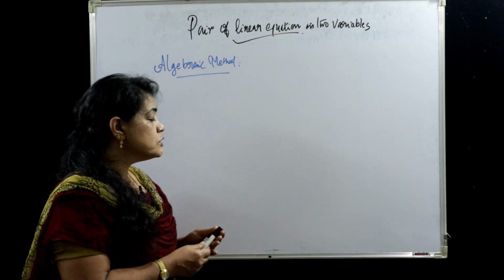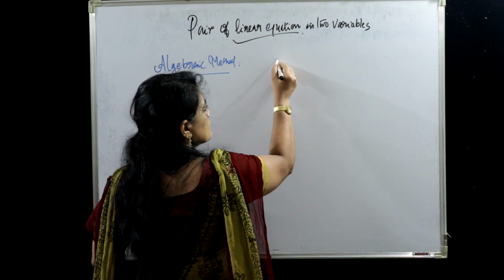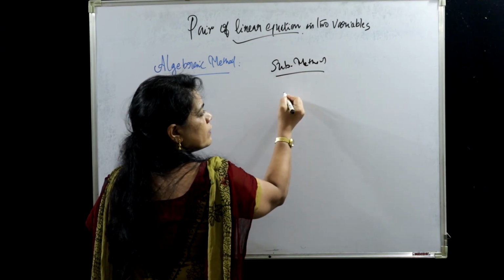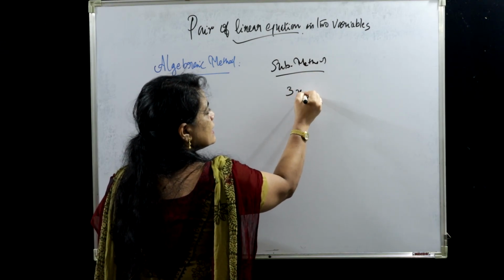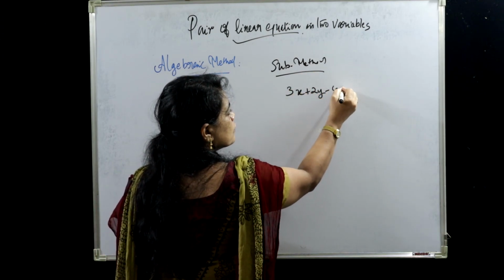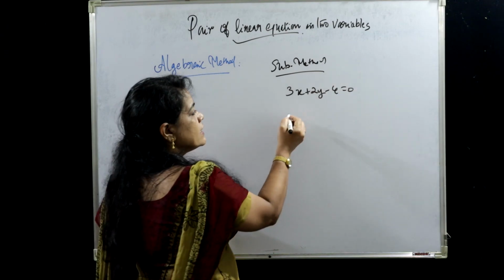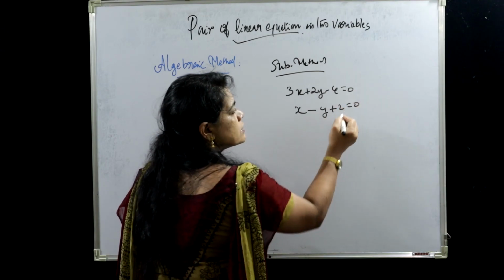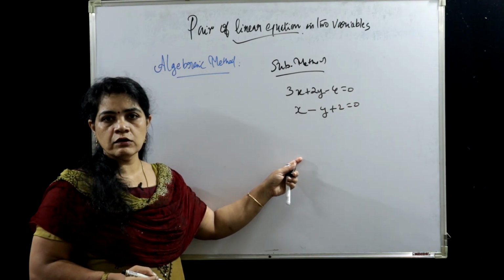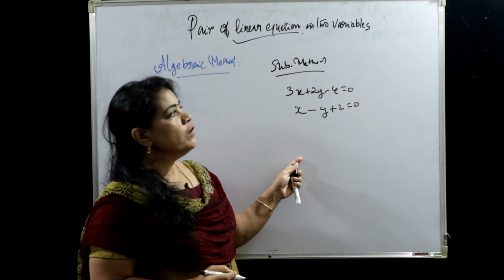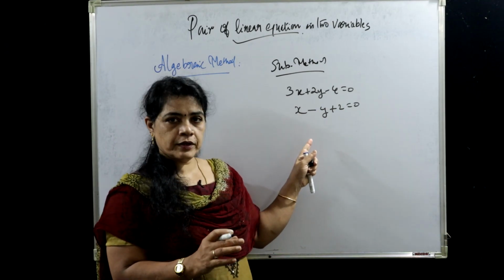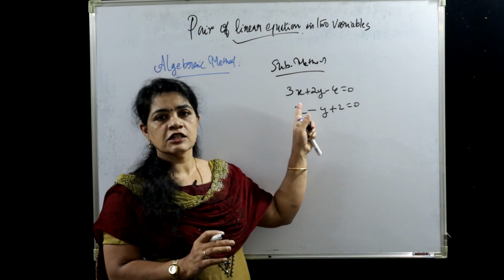Okay, and for the substitution method, what is the substitution method? Suppose you have a pair of linear equations: 3x + 2y - 4 = 0 and x - y + 2 = 0. This is a pair of linear equations in two variables. We have to find its solution by the substitution method, which means you can express one variable with respect to the other.